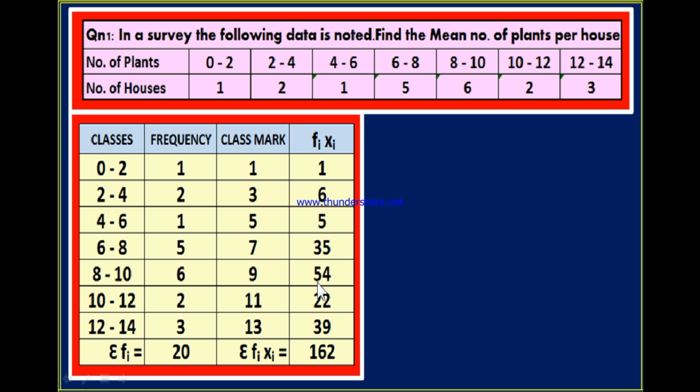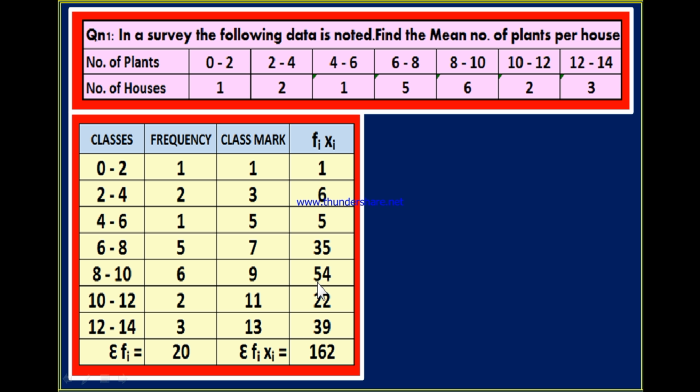After that, you sum up all these Fi Xi's. If you add all these Fi Xi's, this is nothing but sigma Fi Xi. Sigma stands for sum of. Sigma Fi Xi means if you add all these, you will get 162. Similarly, you sum up all the frequencies. Sigma Fi means this is the sum of the frequencies. The sum of all the frequencies is equal to 20.